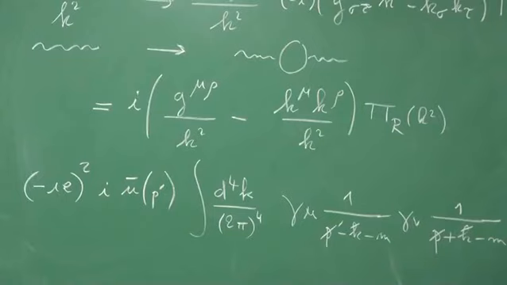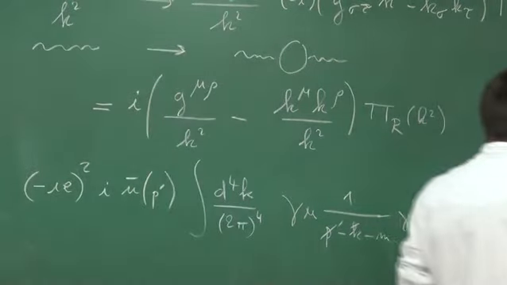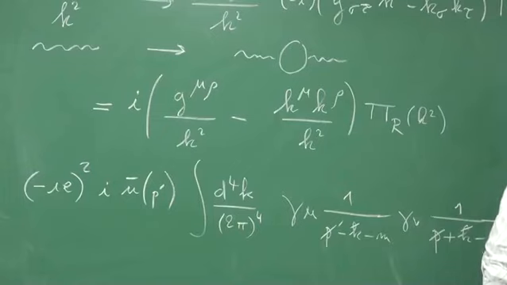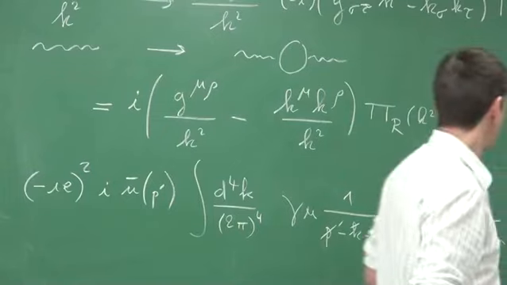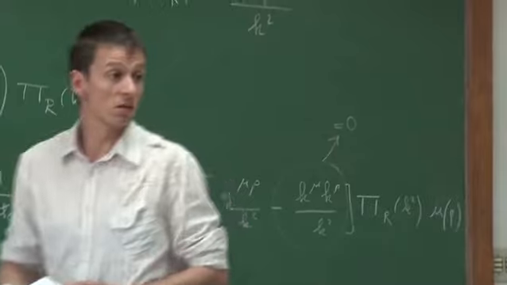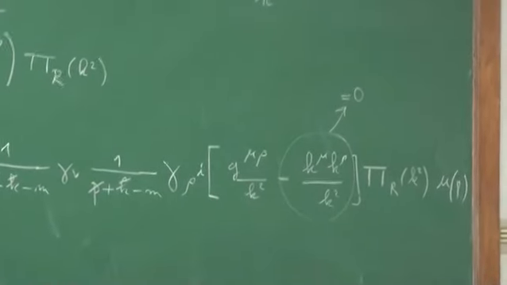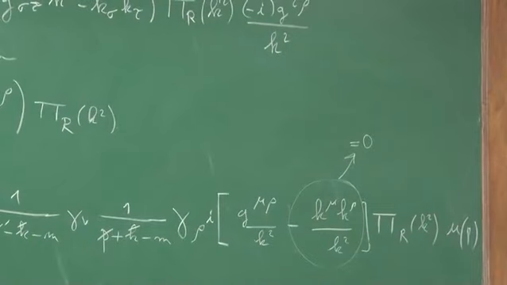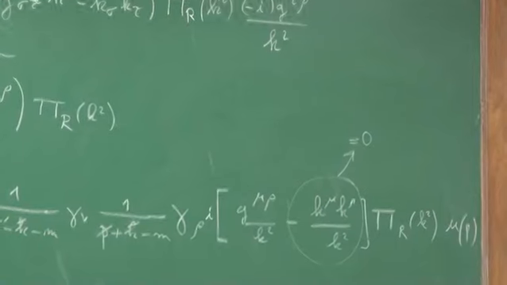minus k mu k slash over k squared times r of k squared. So it is easy to show that this term will be 0. So do you see why? Well, if you did not do the calculation once, it's hard to know, even if it's very easy.